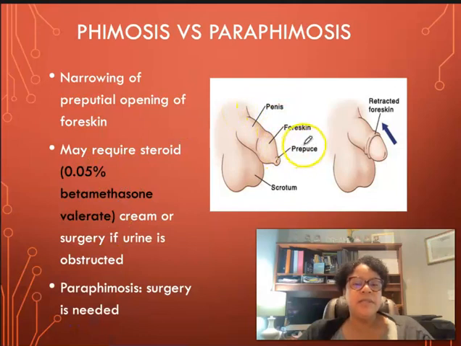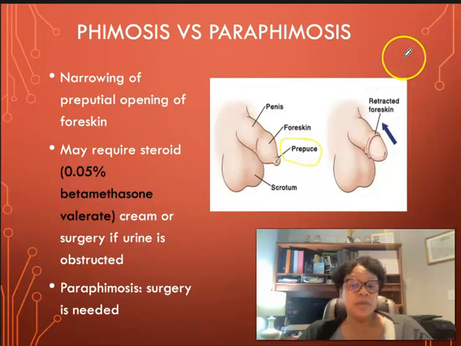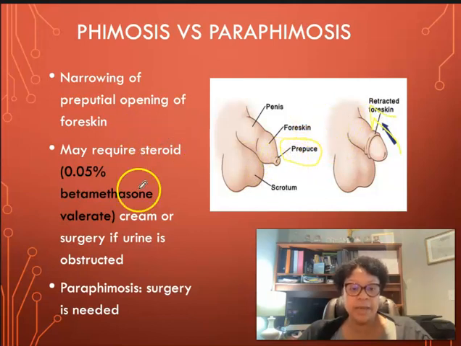All right, so this is the prepuce, and it is very narrow. So you're not going to be able to retract the foreskin. This is what I was talking about earlier, that normally we can retract nicely back across the glans, but when you have a very narrowed area, you're not able to do that. You cannot force that. This is something that will resolve usually over time.